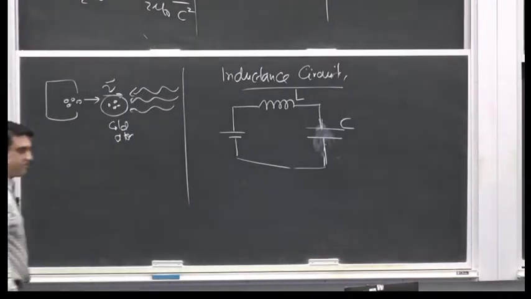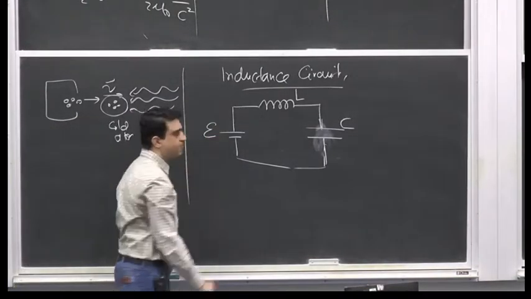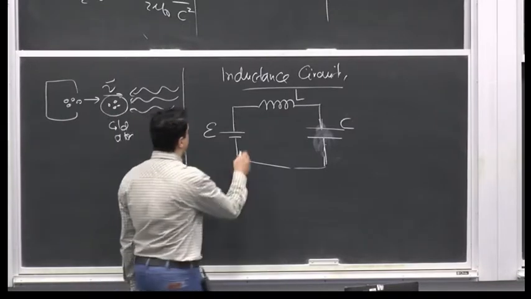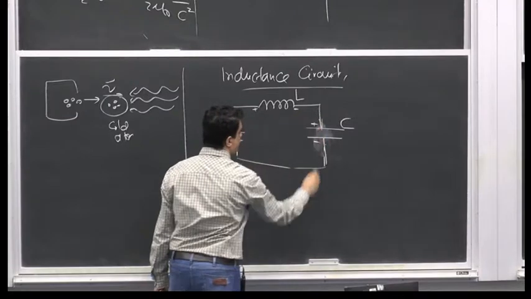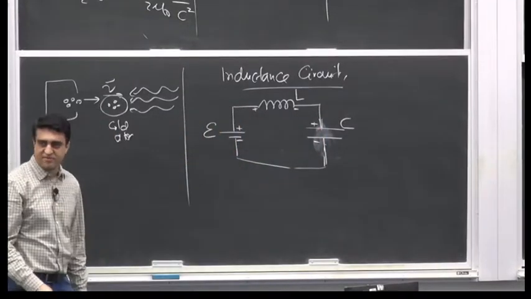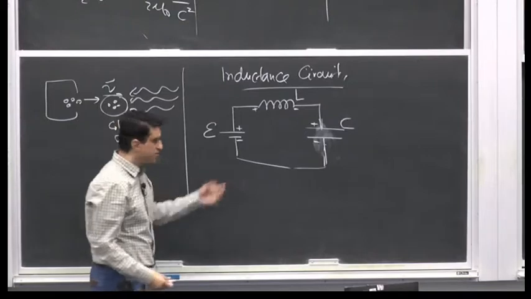We have already had a look at this. So let's say this is E. So I can assign my polarities and let's solve the circuit. We have already done it, but without this thing, but let's do it.